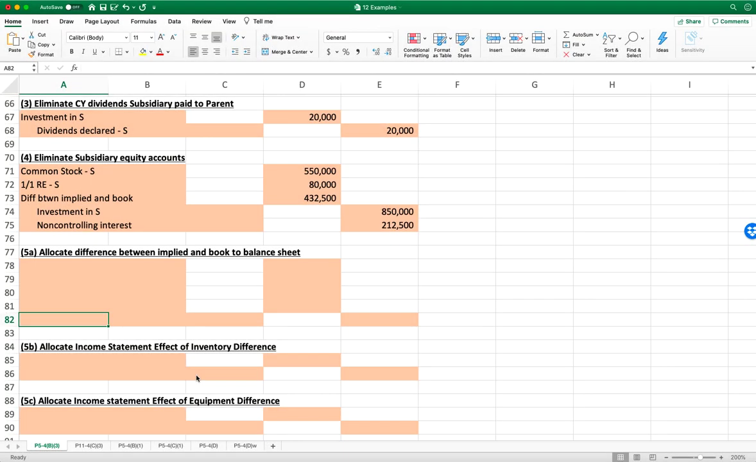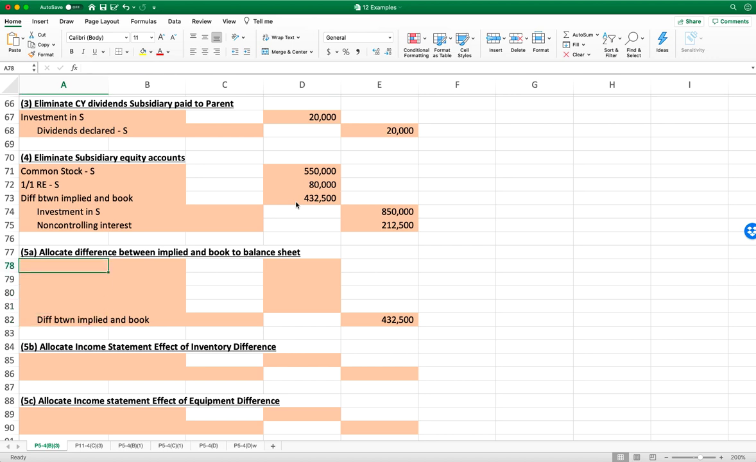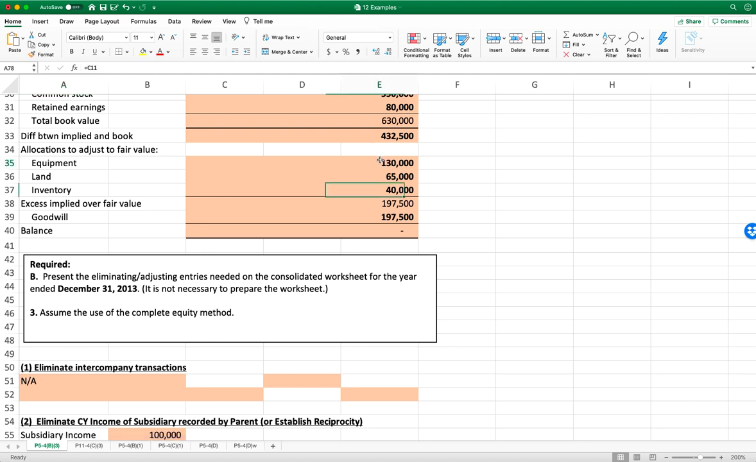Okay, and now for the last step before we really get to something new, which is our allocation of our difference between implied and book. So in the last entry, we debited it. So now we're going to credit it for $432,500. Our computation and allocation of differences schedule is going to tell us where to allocate it. So remember, these are all debits because we entered them as positive numbers. So we're going to debit equipment, debit land, debit inventory, and debit goodwill because that's an asset we're creating as well.